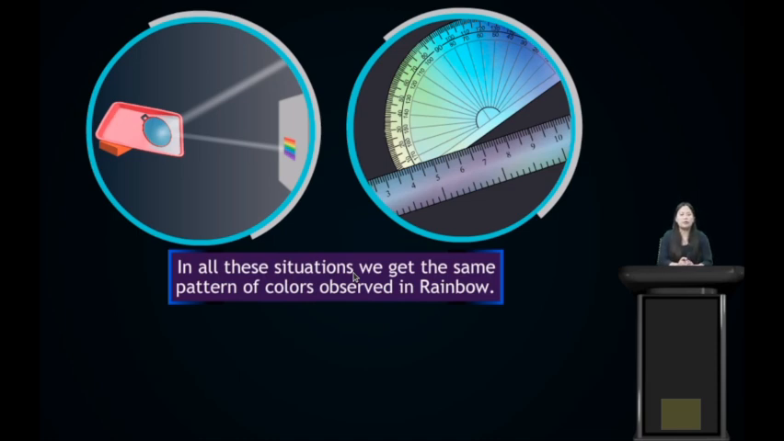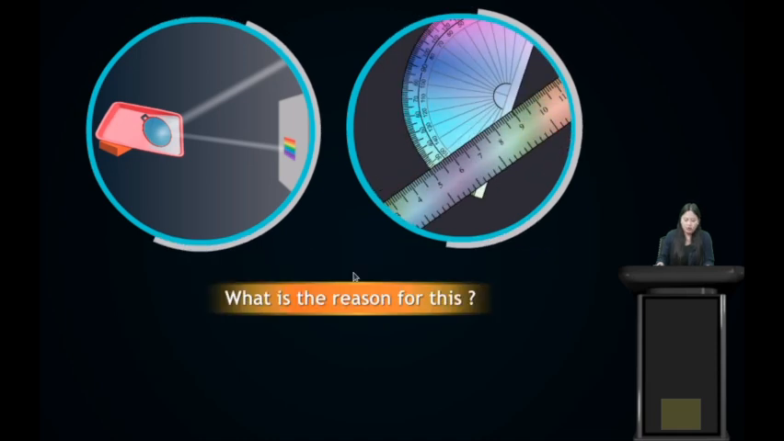In our first class, if you remember, we have seen some bubbles. In bubbles we see different colors. Now I ask you how those colors are formed. That we will learn now. In all these situations we get the same patterns of colors observed in a rainbow. So what is the reason for this?